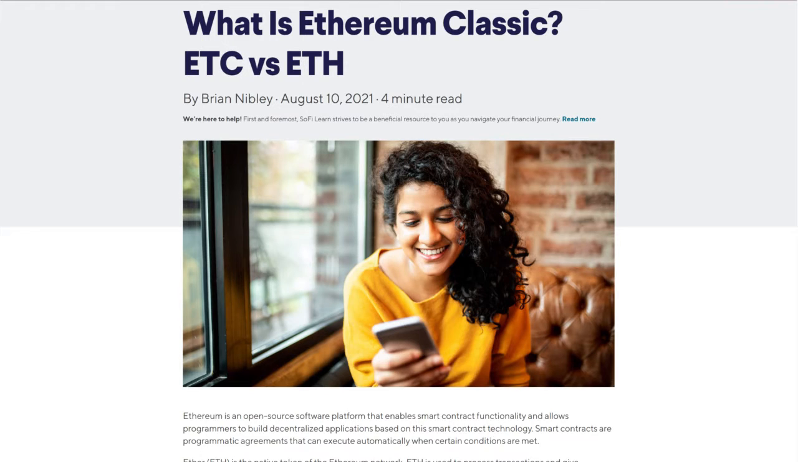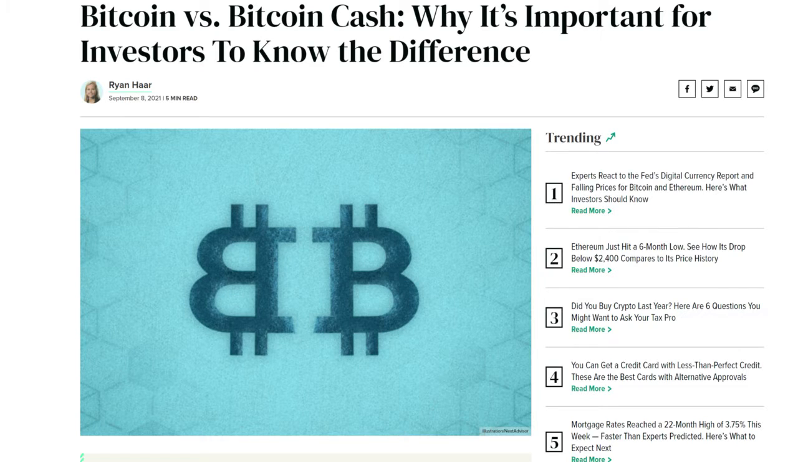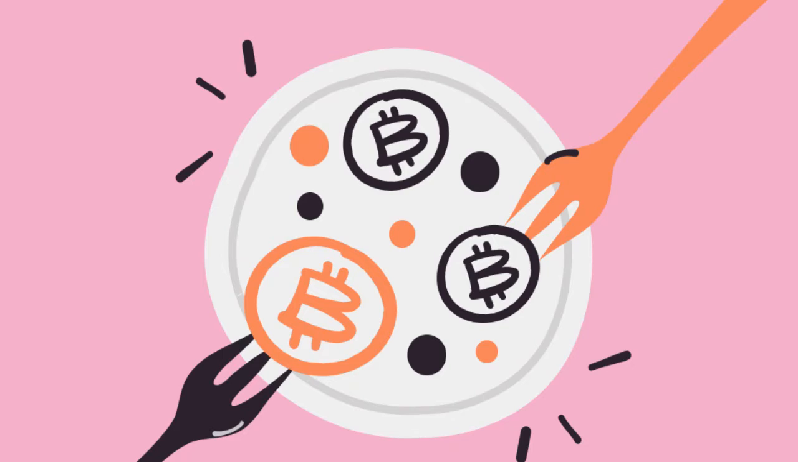Some examples are when Ethereum had a hack and it split into Ethereum and Ethereum Classic, or when Bitcoin split into Bitcoin and Bitcoin Cash. Forks are pretty much variations of a currency.